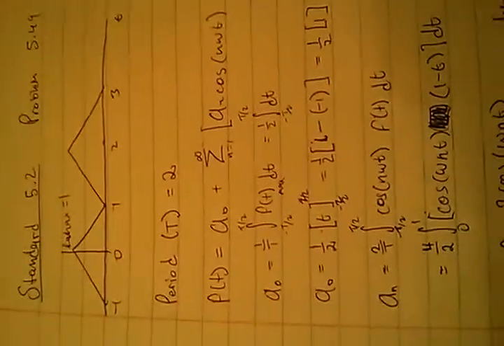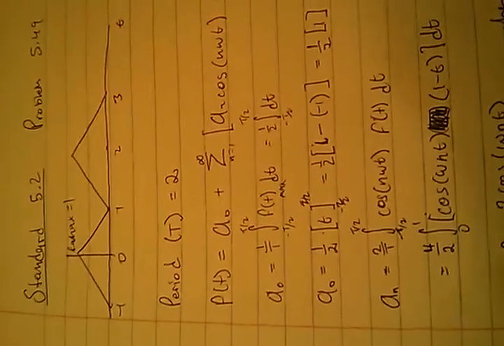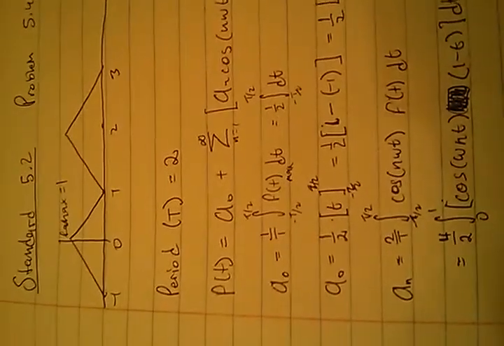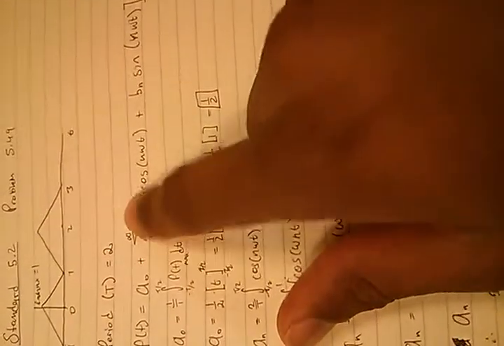From the function, the first thing we notice is that we can figure out the period. You can calculate the period by just taking where the maximum is, from here to there, so we know that's 2. So the period is 2. And using the equation given in the book, we know f of t is equal to this whole equation, where this can be taken as a sum from n equals 1 to infinity.